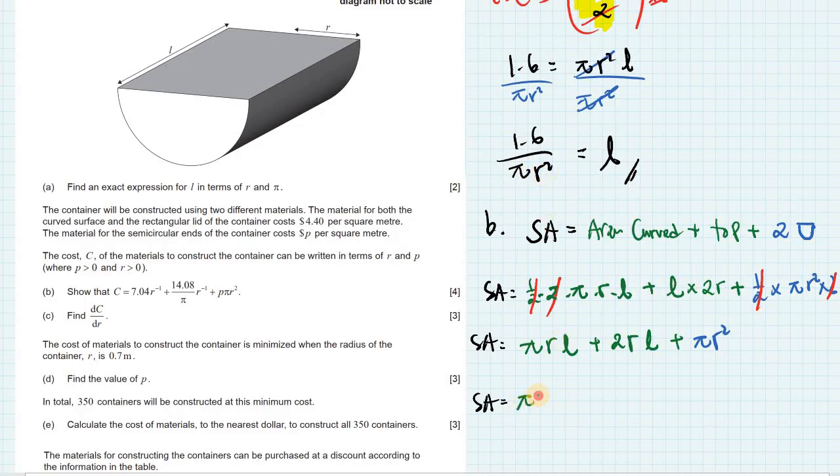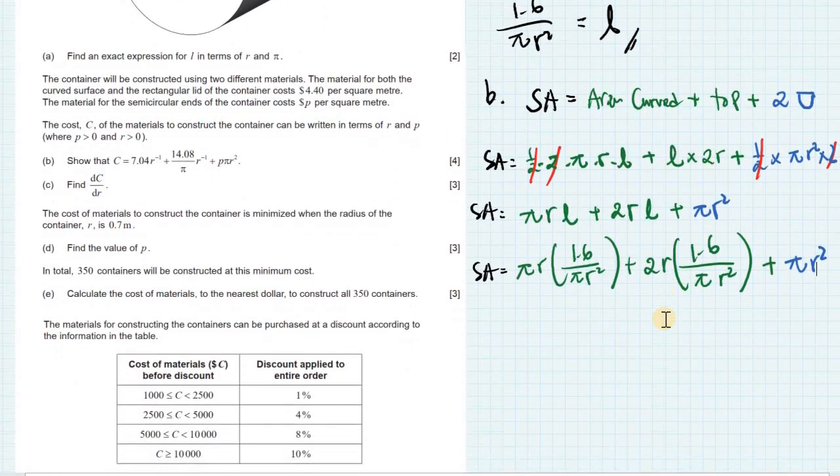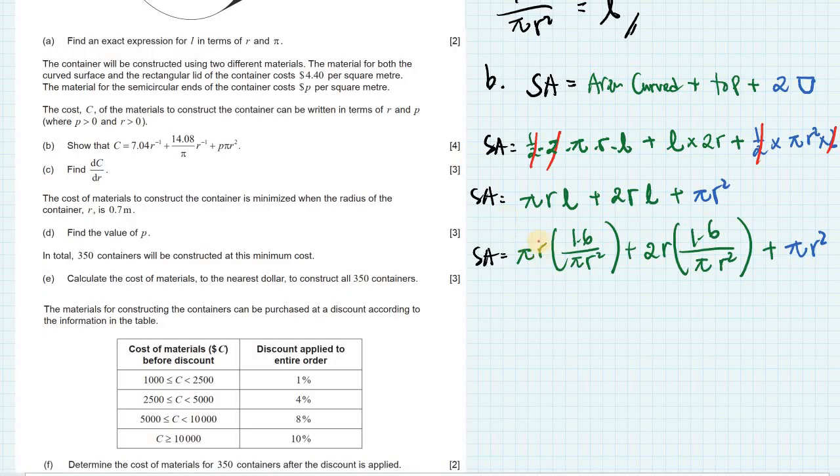So we have pi r, where L becomes 1.6 divided by pi r square, plus 2r times L, once again 1.6 divided by pi r square, plus the blue one, pi r square. You might notice we can cross something out. Pi and pi cancel each other, and r cancels the r square, so we have r.